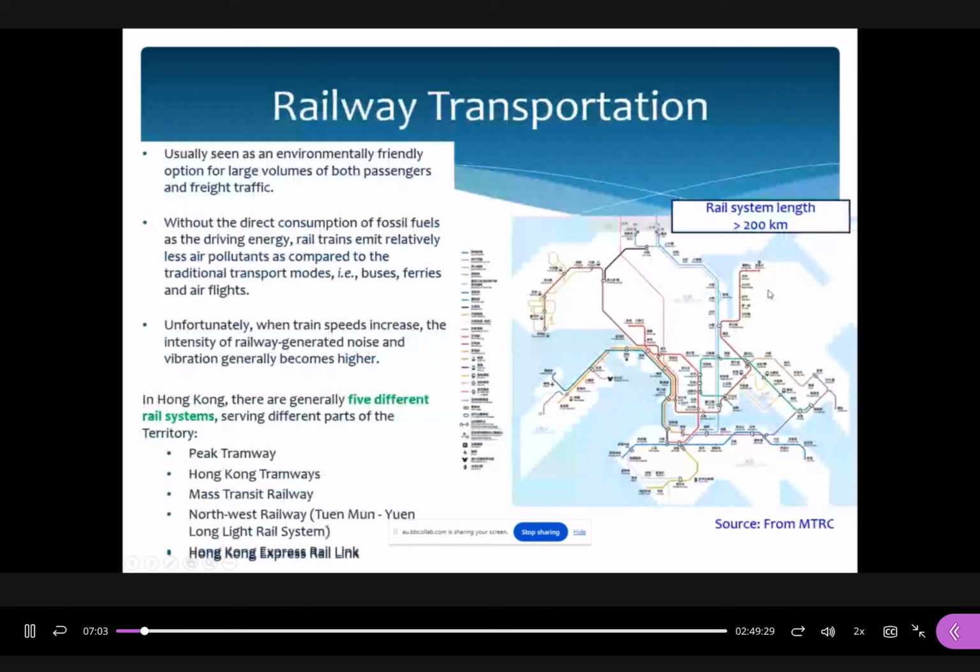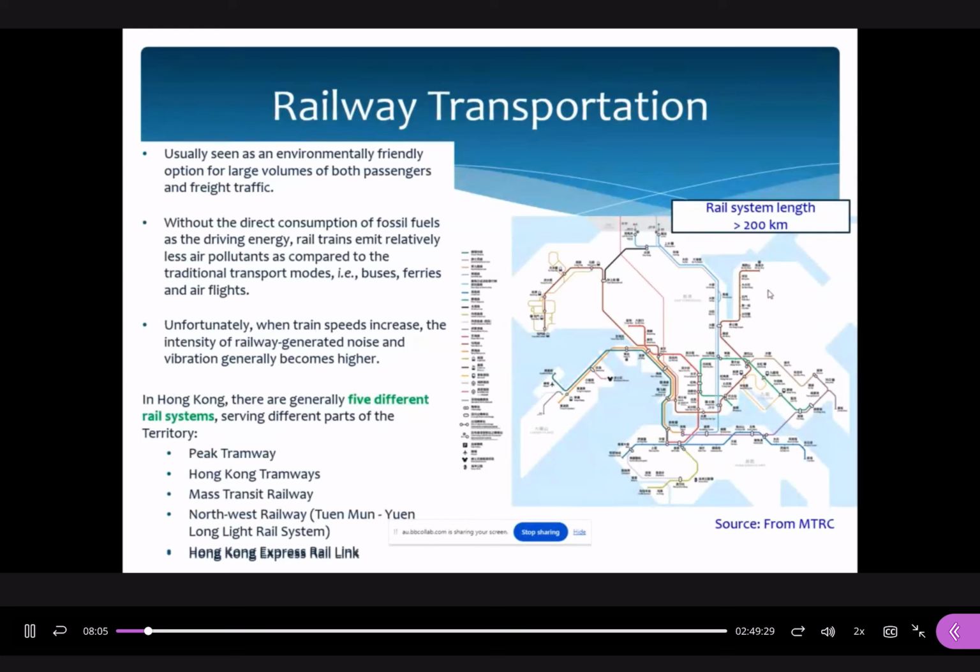Okay, before talking about how to do measurements or assessments, let me share with you some general information and background on railway transportation in Hong Kong. We could regard railway transportation as an environmentally friendly option for large volumes of passengers, because Hong Kong is just a small city with highly populated areas, so the use of railway transportation is one of the main options every day. Compared with other vehicles such as aircraft, buses, ferries, or other heavy vehicles, it does not directly generate pollutants, because we make use of electricity to drive train vehicles.